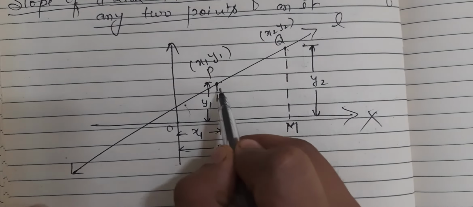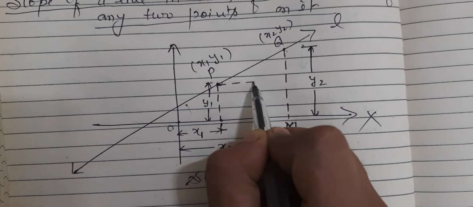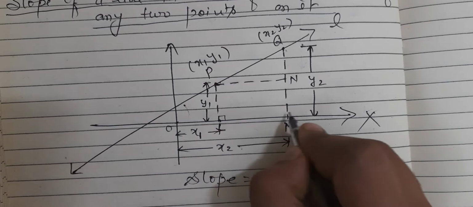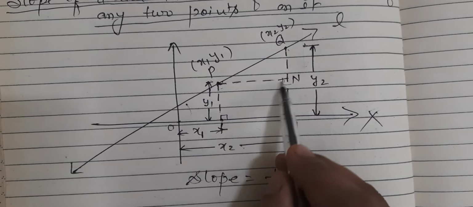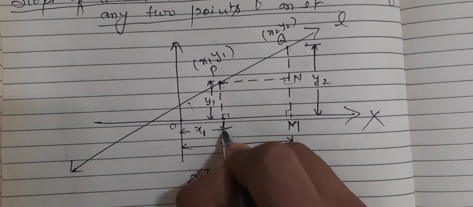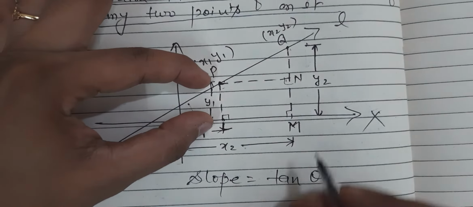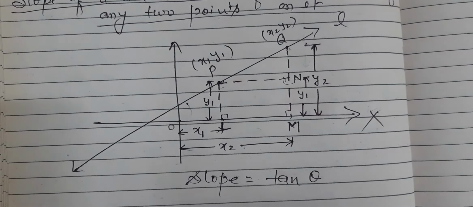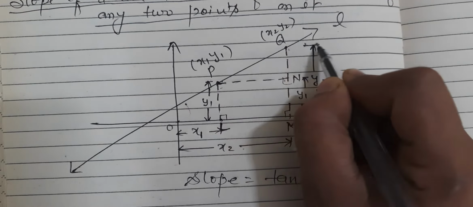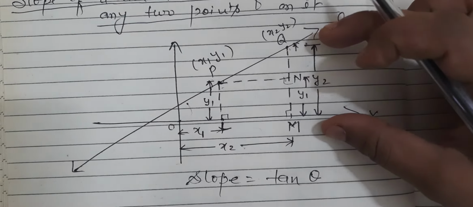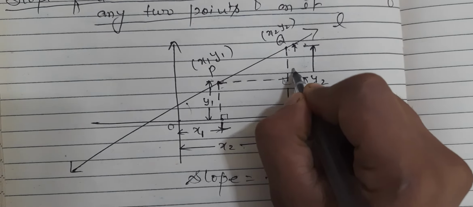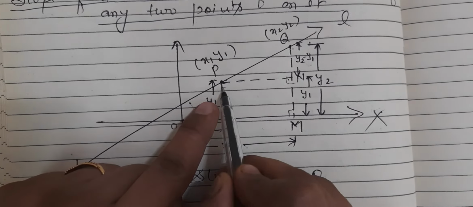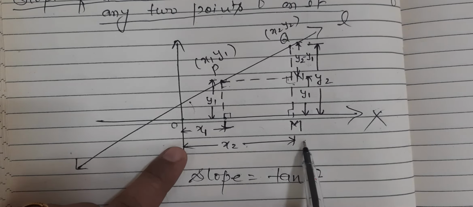And here from this point to this point we will draw a perpendicular. Let it be point N. So they all are perpendicular. So this PN is now parallel to this LN. If this one is y1, this one is also y1. It means we can find this QN. So this QN will be the whole y2 minus y1. So the distance up to here will be y2 minus y1. Similarly, the distance of this PN will be x2 minus x1.